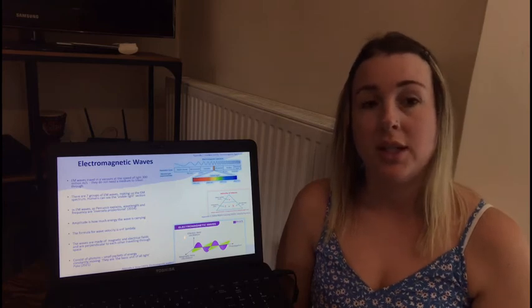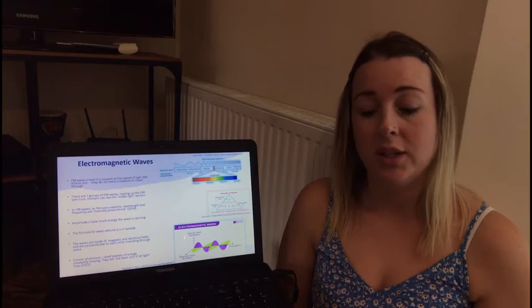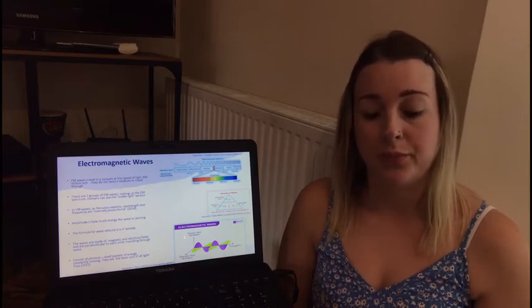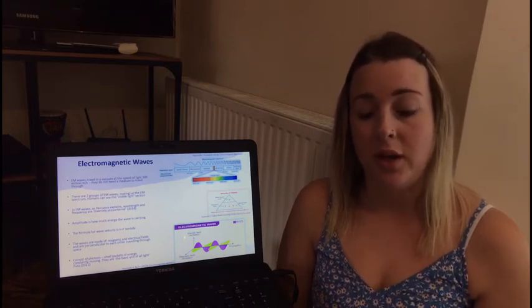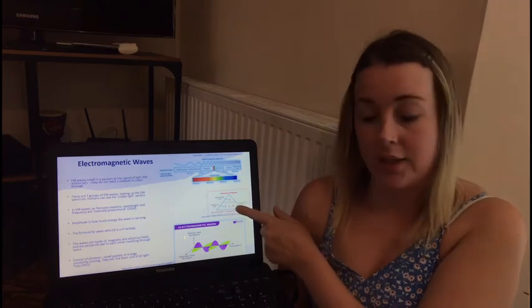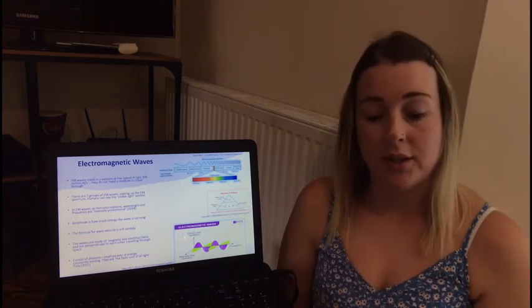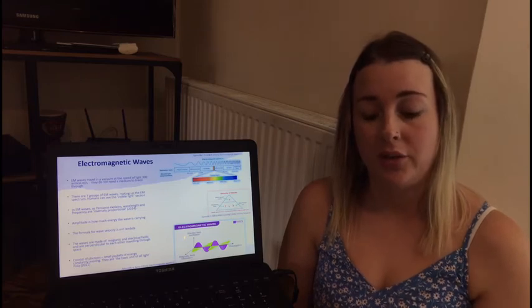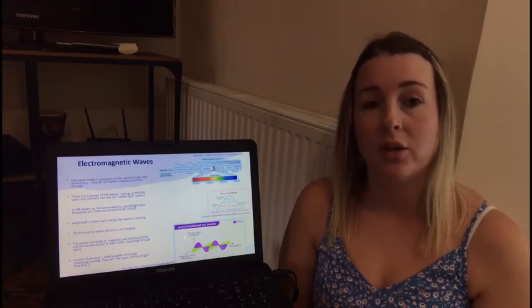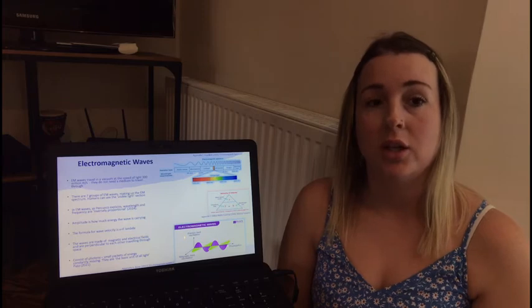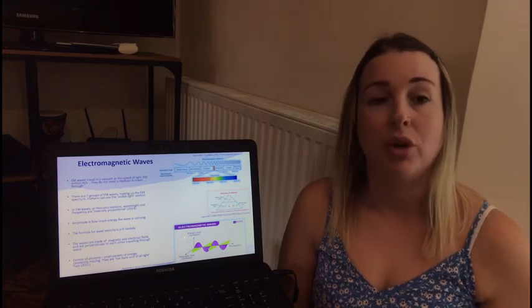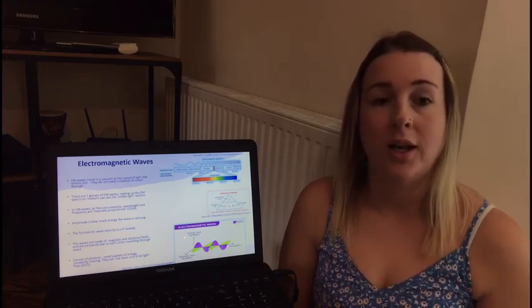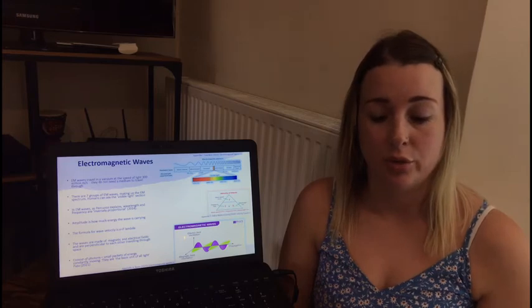Wavelength and frequency are inversely proportional, meaning as one increases, the other decreases. This is because wavelength, represented by the Greek letter lambda, is the measurement of the distance between one peak to the next, and the frequency is how many wave cycles there are per second. So as you can imagine, if you have a longer wave, you're going to have fewer of those per second than if you had a shorter wave.